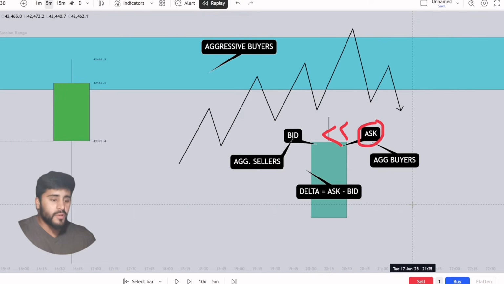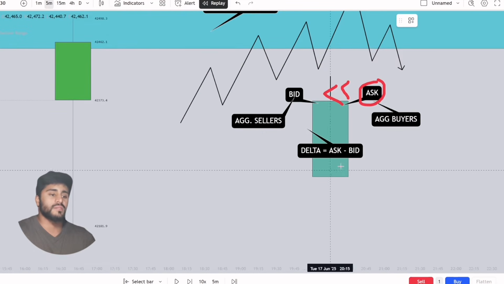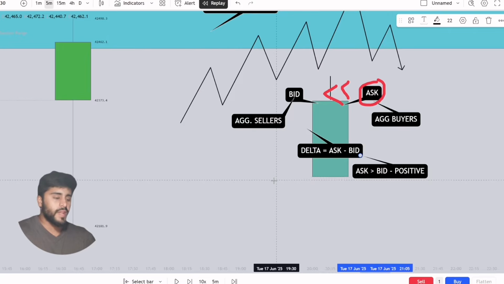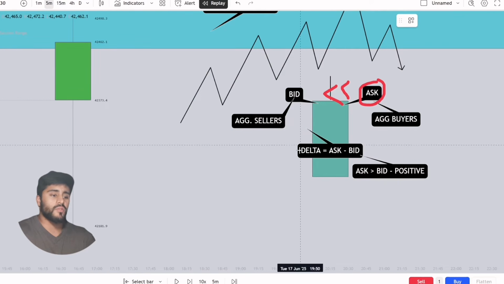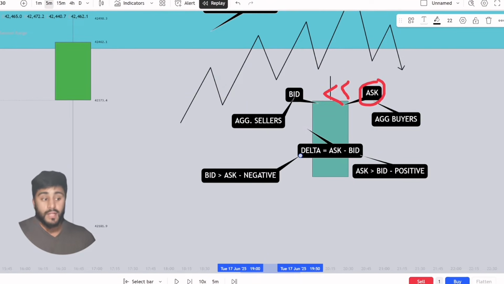And this is important because there are two types of delta we can have: a positive delta and a negative delta. If the ask is a lot bigger than the bid, this means we have positive delta. Now, if we have it the opposite way around, the bid is a lot bigger than the ask, we now have what we call negative delta.